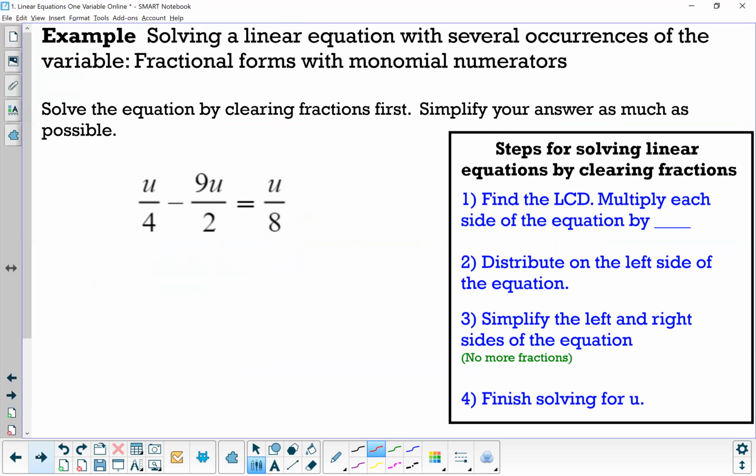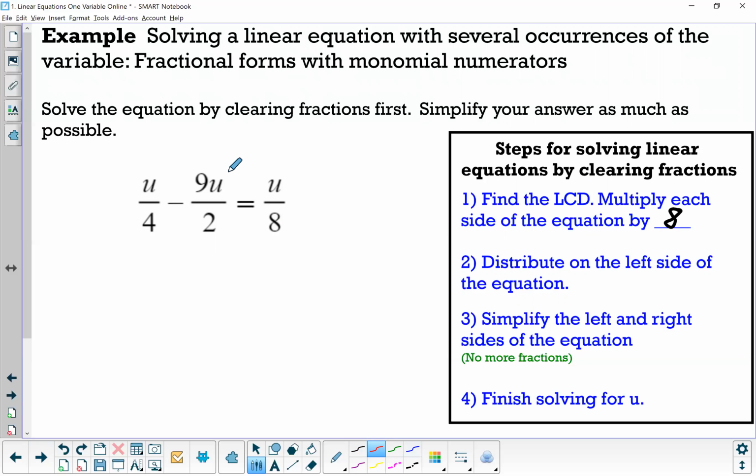Okay, let's see what's happening here. So we have u over 4 minus 9u over 2 equals u over 8. So I see I have 3 fractions here. I'm thinking, gotta clear these fractions because of the number of fractions we have. And so the LCD is 8. If you use something other than 8, that still may have been okay. But I like to use the LCD because that's the lowest number that's going to clear the fractions.